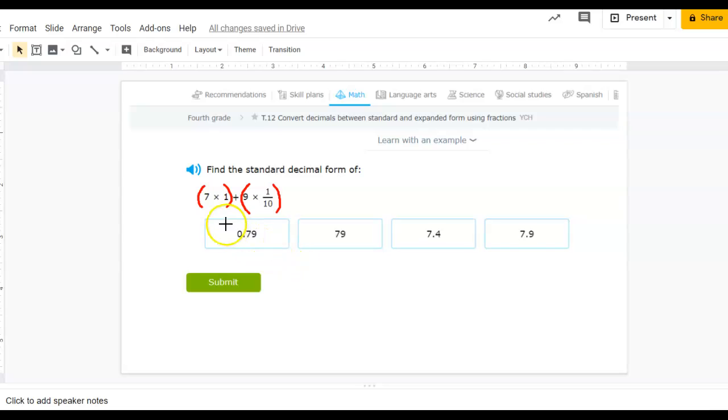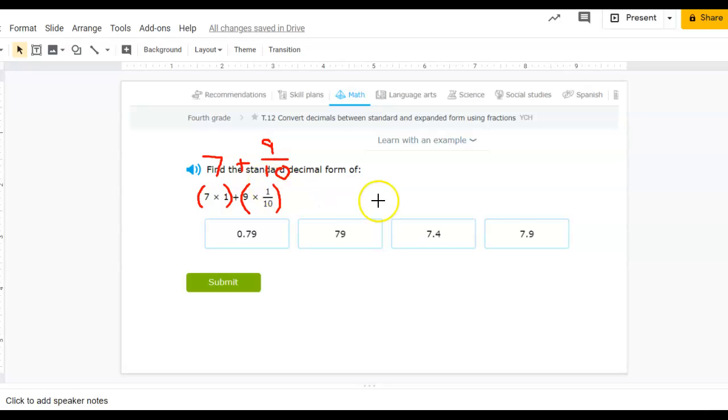So I'm going to first multiply 7 times 1. 7 times 1 equals 7. And then I have 9 times 1/10. That means, like we learned before, that we need to take 1/10 and we have to add that 9 times. And so 9 times 1/10 is 9/10. Now that we've solved the parentheses, we're ready to add these two together.